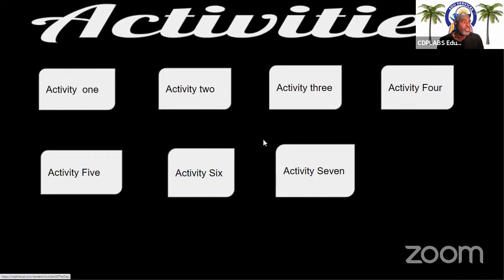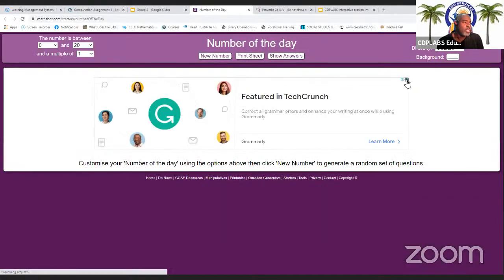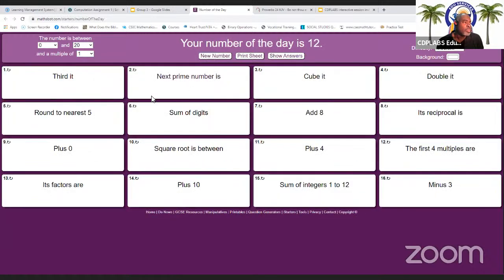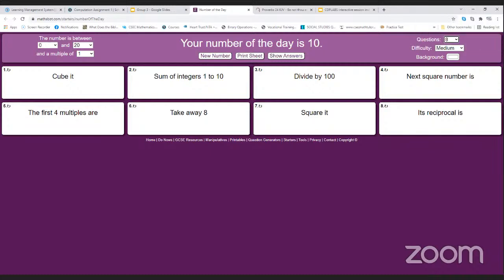One of these activities is what you got in the WhatsApp group. I hope you had taken some time out to try to figure out those answers as well. So this is our starter activity. All right, so the number of the day is what? What's the number of the day? Hello? 10. 10, thank you very much.